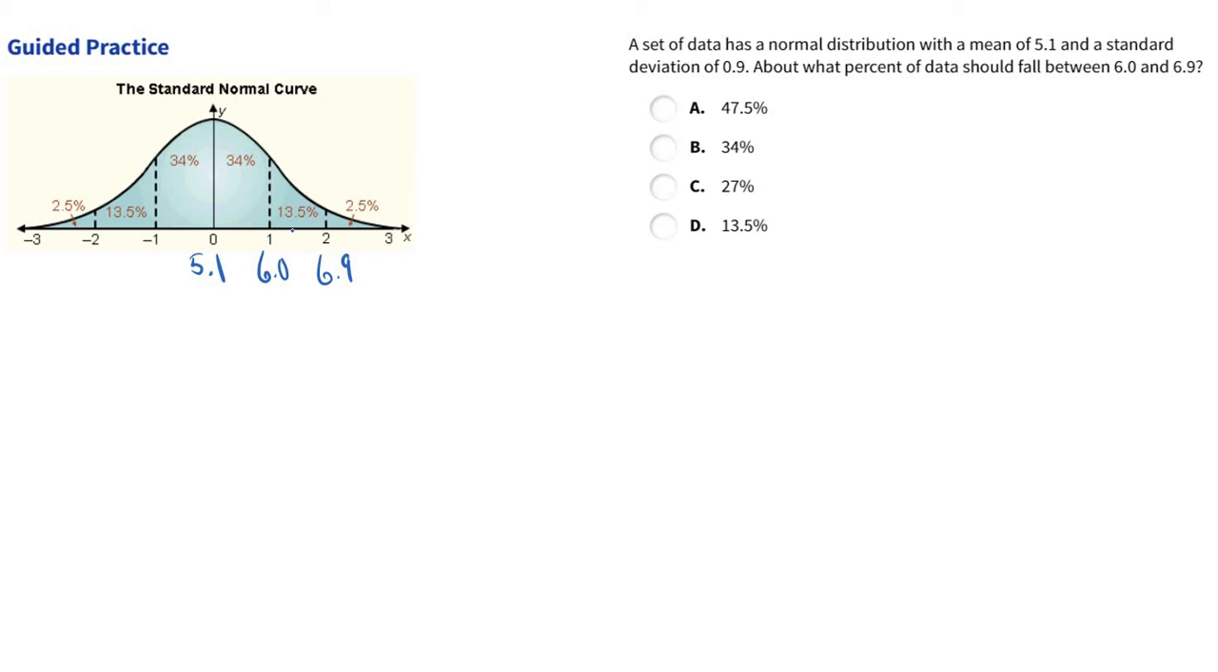Well, here's 6. Here's 6.9. Hey, 13.5% of our data. So it looks like D there. What if they had said in between 5.1 and 6.9? Well, then I'd add 34 and 13.5. What if they'd said in between here and here? Well, you can add from this graph.